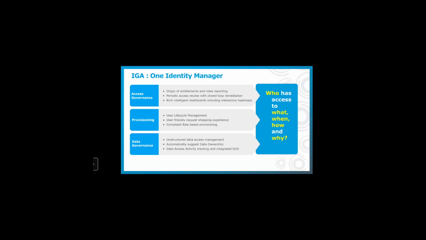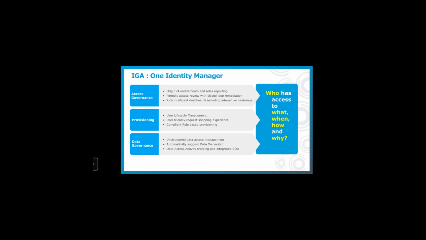So first of all, the main function of Identity Manager is access governance, which means to control the access. You need to have visibility through a dashboard of the current access. You need interactive heat maps that will show the risky users and the risky departments, and of course closed loop remediation, which means that when someone has excessive access, violating the policy, and there is no good reason for that, you should have a tool to revoke this access and do a fast remediation.